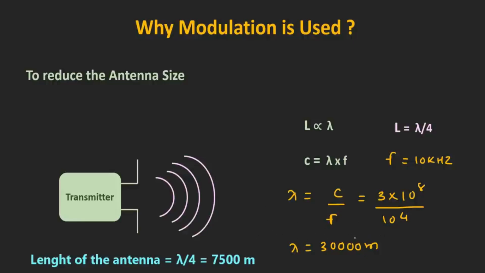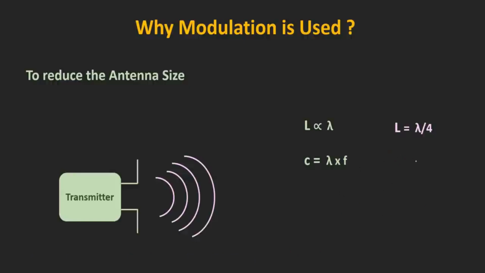On the other hand, if the signal is transmitted at, let's say, 10 megahertz, then the length of the antenna will reduce by a factor of 1000. That means in that case, the length of the antenna will be equal to 7.5 meters. In fact, the size of the antenna is manageable, right? So that is one of the reasons for modulation.